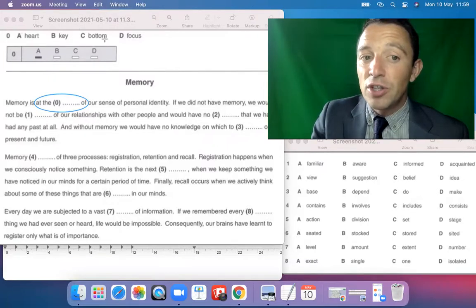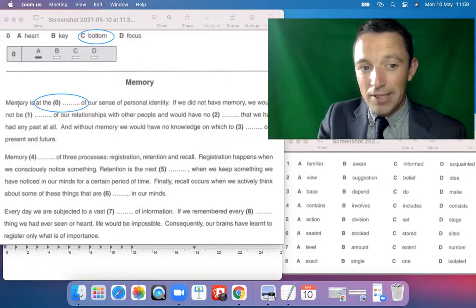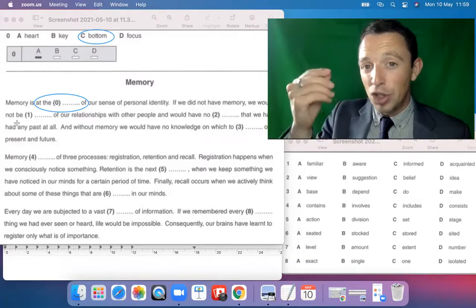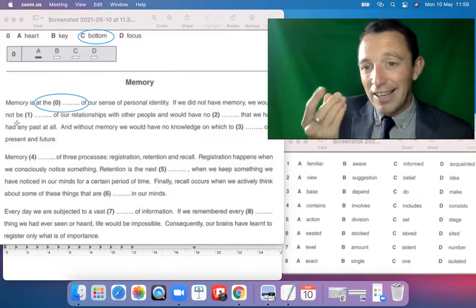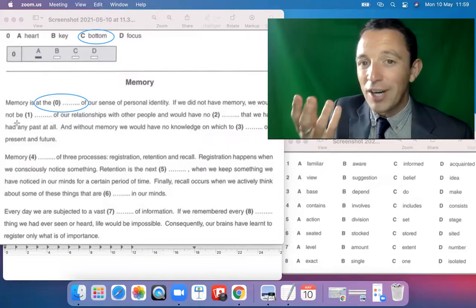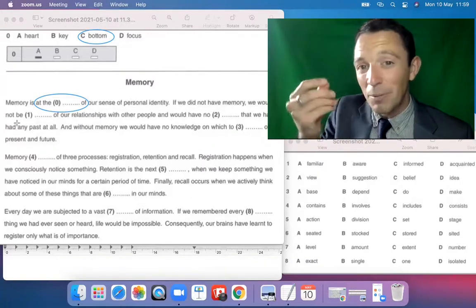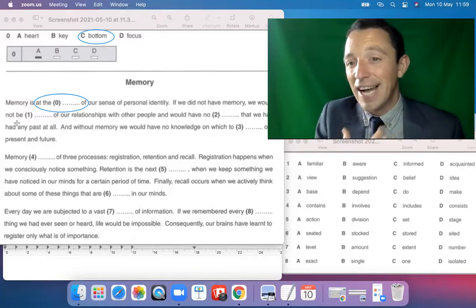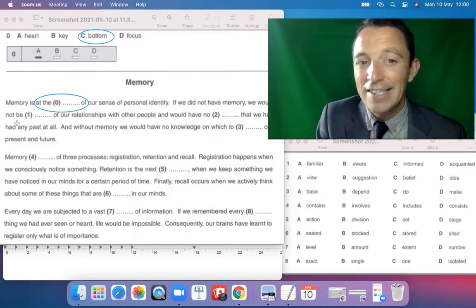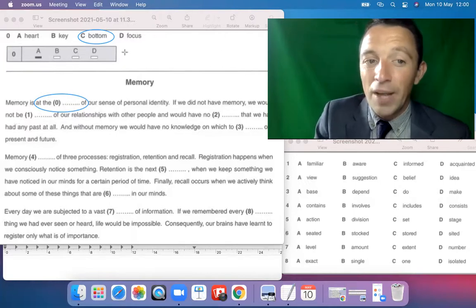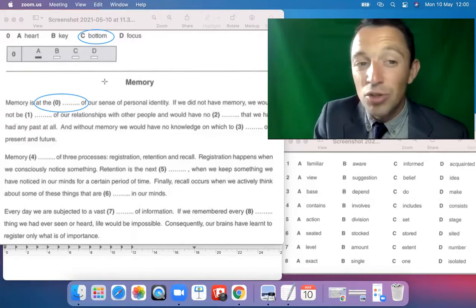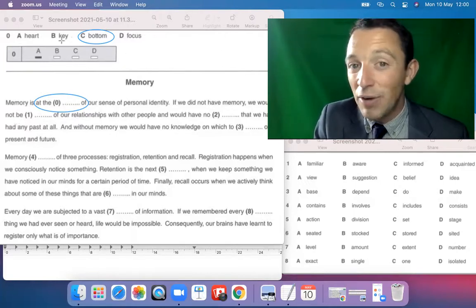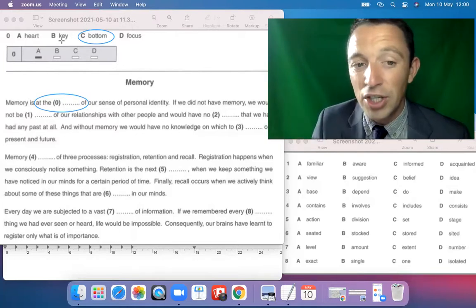In relation to bottom, it is possible to say at the bottom. For example, the ship is at the bottom of the ocean. The stones or the floor is at the bottom of the ocean. So it is possible, but in this context, it does not make sense because it's at the heart, which means at the core, at the center. Focus is not really typical with at the, so it doesn't really fit, and key is not really typical to fit in this situation as well. So memory is at the heart of our sense of personal identity.